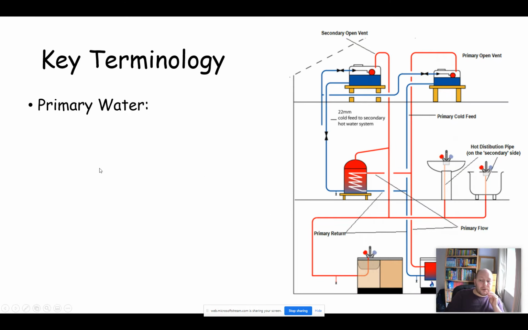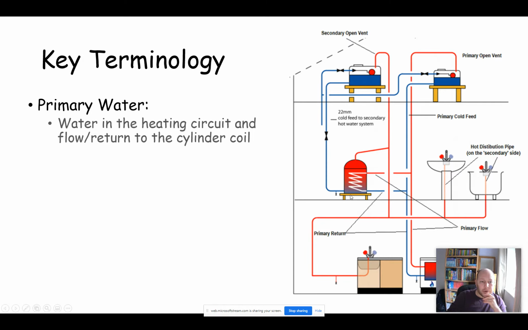So key terminology. We touched on this previously, but primary water. The primary water is the water in the heating circuit. Essentially, it can include the flow and return to the cylinder coil. So the primary circuit. If you ever hear anyone talking about the primary side or the secondary side, we're talking about either the heating side or the hot water side.